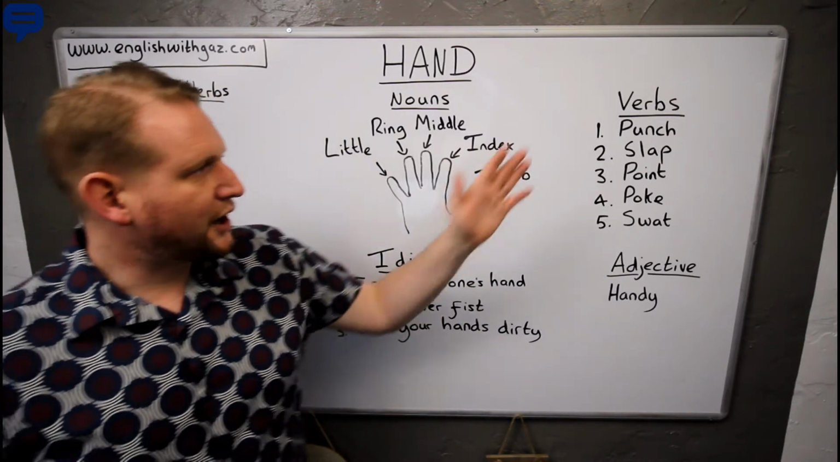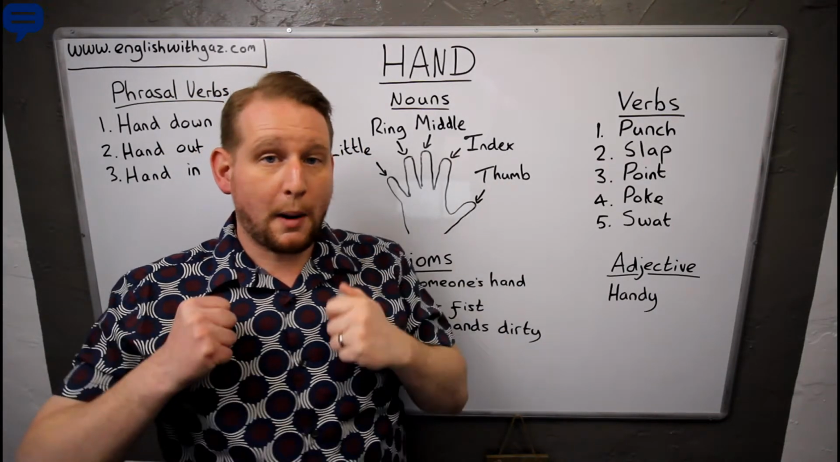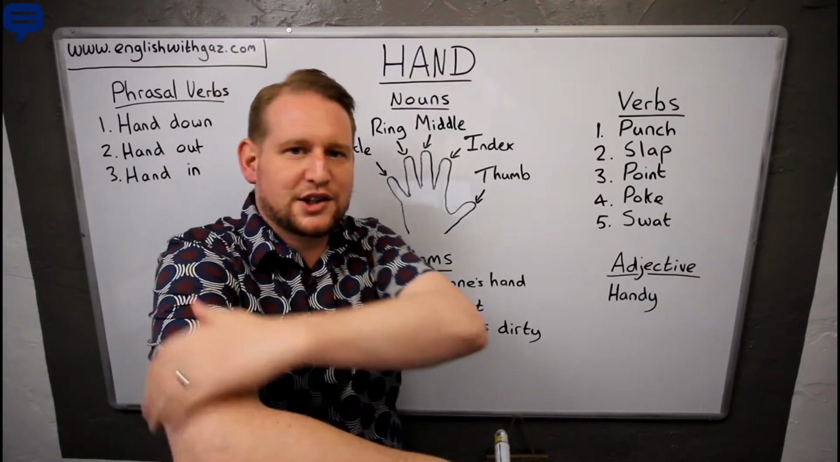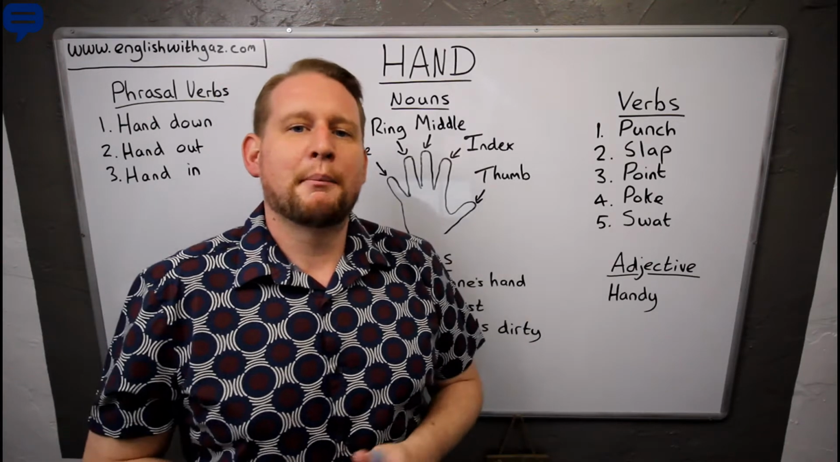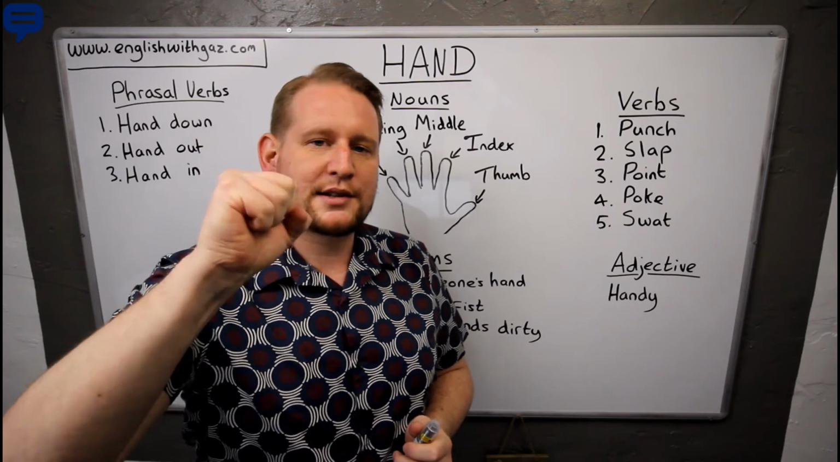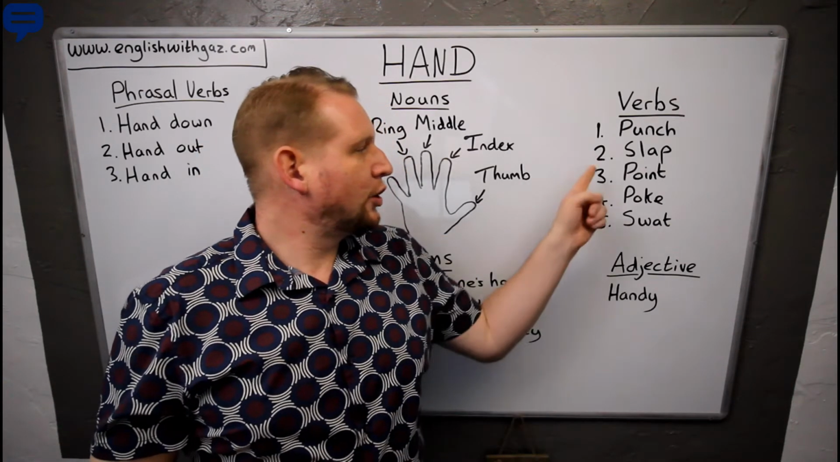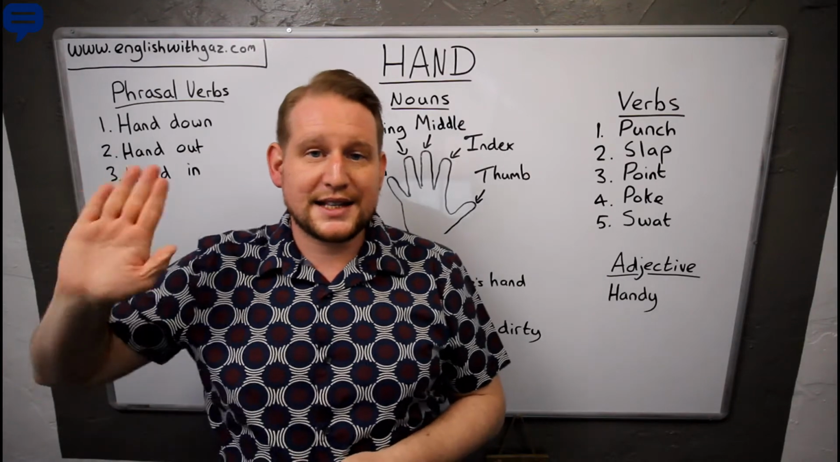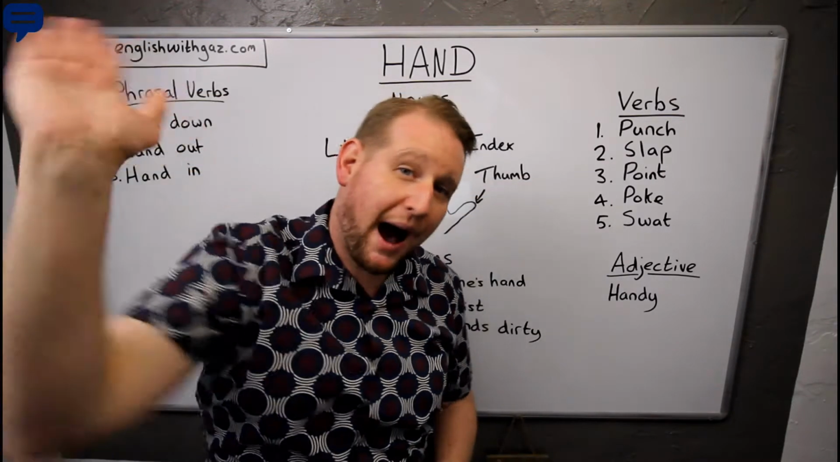Let's take a look at the verbs. And yes, okay, the first one, number 1, is to punch. Now this is an action involving your arm, shoulders, whole of your upper body, but still it involves our hand. So this is our hand and we punch with our hand. Number 2 on that list would be a slap. Now we slap with the inside, the palm of our hand.